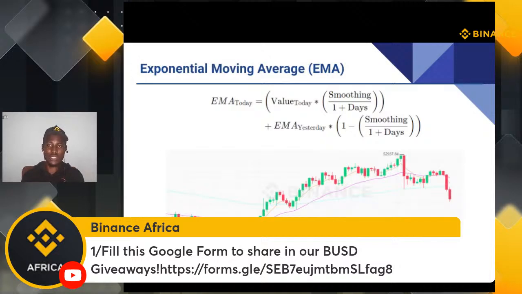In the formula, you could see a variable called smoothing, and the value is mostly 2. You can increase the smoothing factor if you want the recent price observations to have a greater influence on the EMA technical indicator. EMA is calculated in a way that gives more relevance to recent price data, so it makes it more reactive to recent price action.